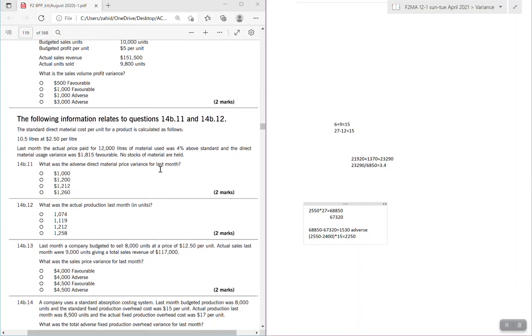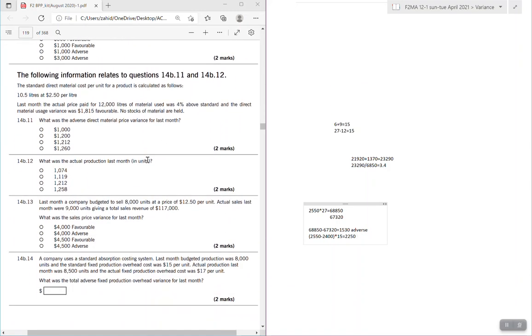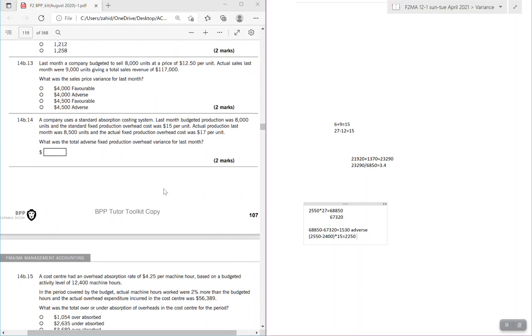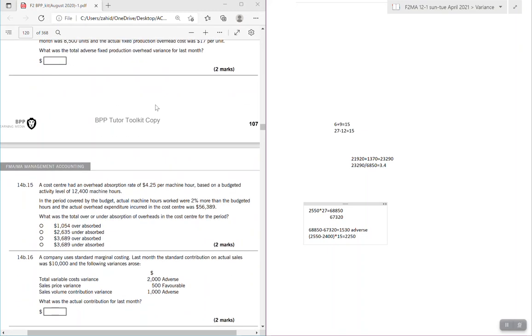Okay, I will leave this one. This is also simple. This also seems simple.